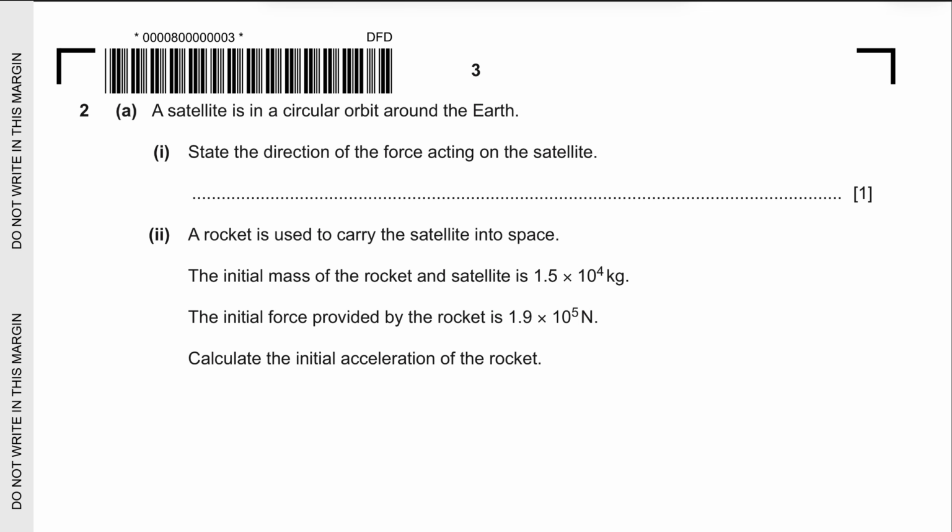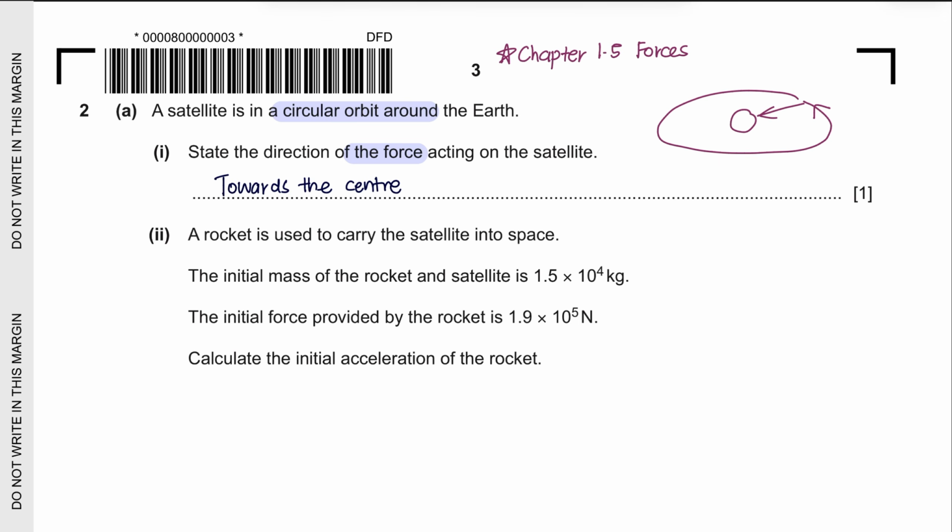Next, moving on to question 2, part A. A satellite is in a circular orbit around the Earth. Part 1. State the direction of the force acting on the satellite. This is a question from Chapter 1.5 Forces, and you will learn that when an object moves in a circular orbit, this is due to its centripetal force that is pulling it towards the center. So the direction of the force acting on the satellite would be towards the center of the orbit.